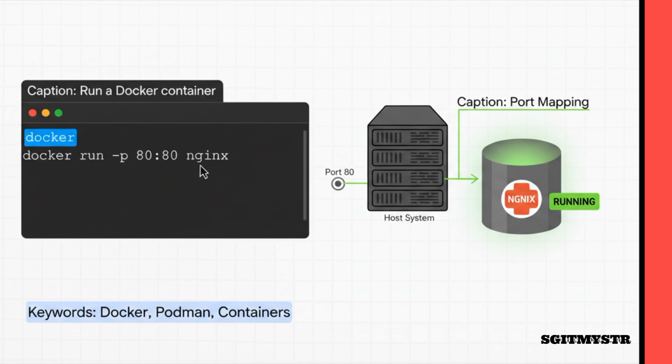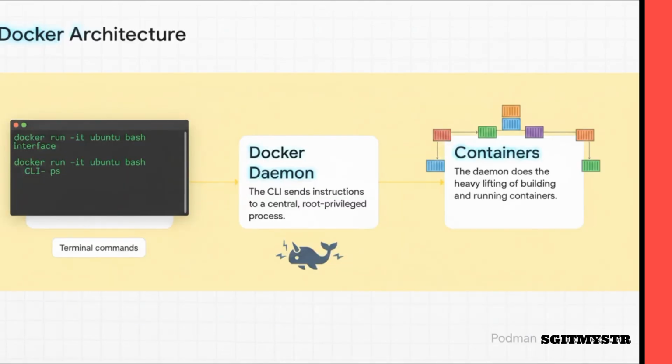It is so fast. So what's actually happening behind the scenes? Well, when you type a command, you're talking to something called the Docker client. That client then sends your request over to a central background process, the Docker Daemon. Think of the daemon as the main brain of the operation. Now, here's the important part. That daemon does all the work, but it runs as root, which means it has the highest possible permissions on your system. Keep that in mind, it's going to be important in a minute.